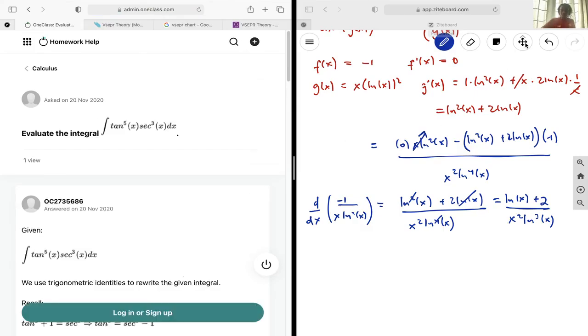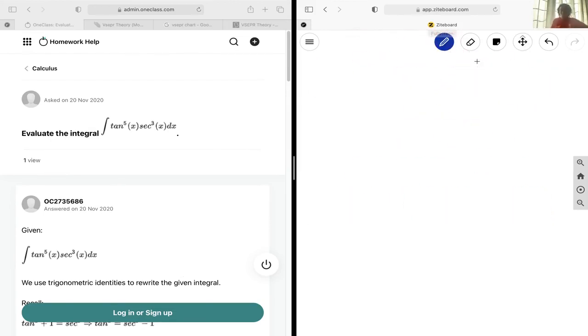Okay, for our next question, we would like to evaluate the integral of 10 to the power 5x multiplied by secant cubed x dx. And so of course we're going to need to simplify this too.